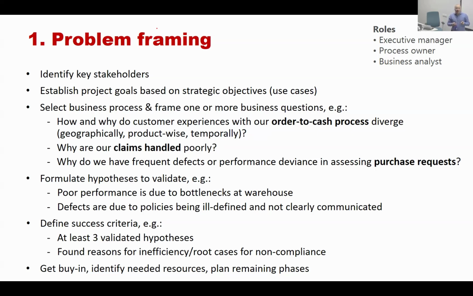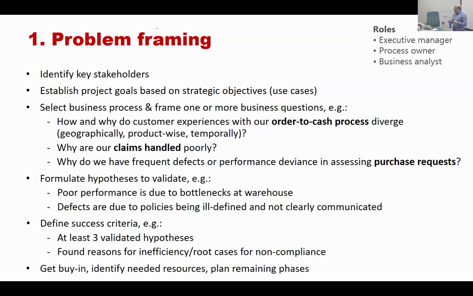Then, once you have defined it, okay, my goal is to reduce delays and defects that customers are experiencing in the delivery of their orders. Once you have formulated that goal, you will try to refine it into some concrete questions that we will try to answer with process mining.